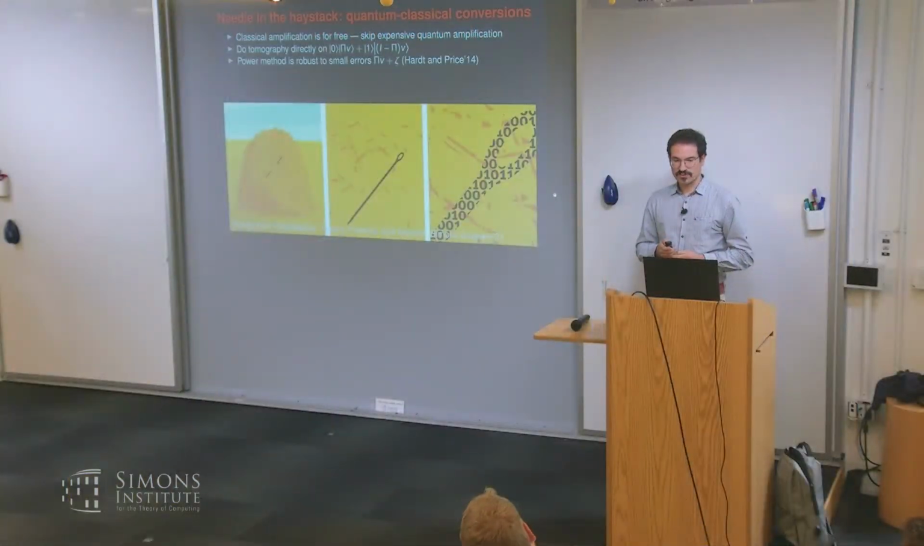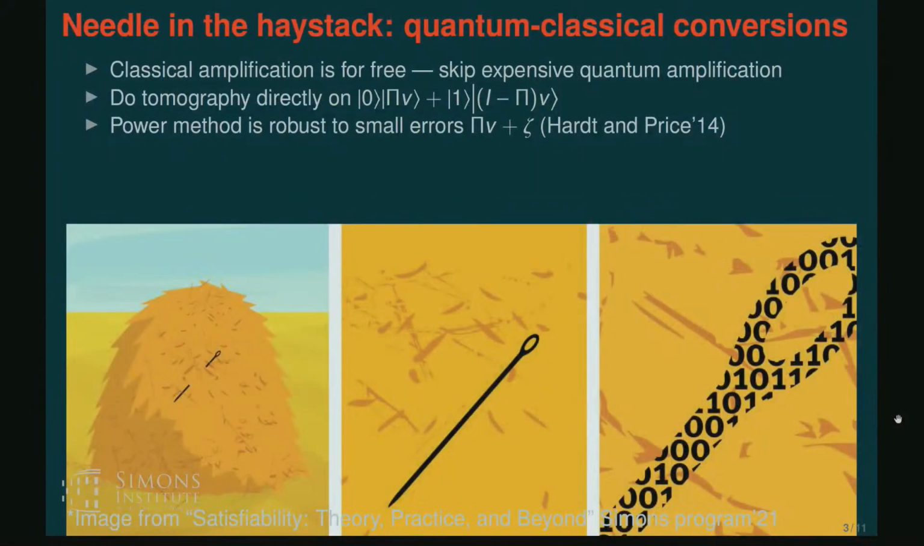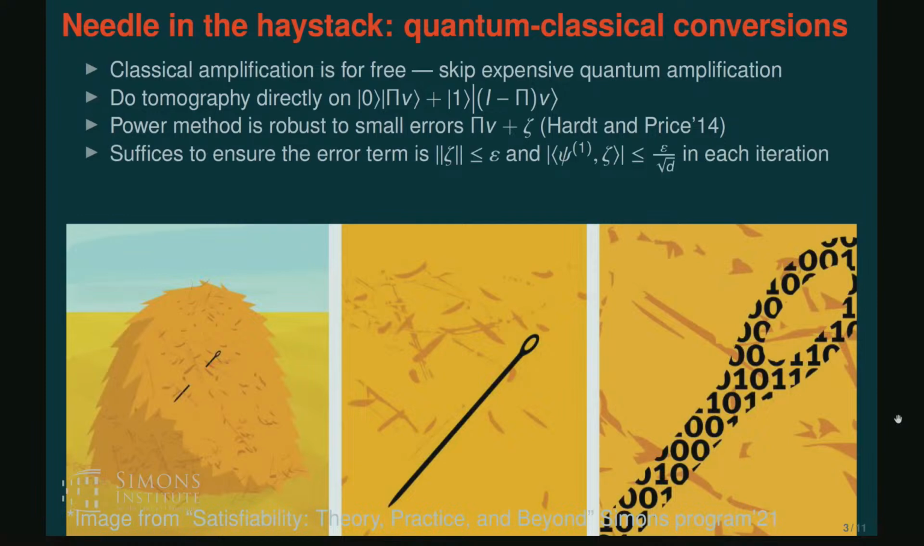And so what we rely on is that the power method is actually robust to small errors. So if I don't actually learn this vector pi v exactly, but only up to some error, then Hart and Price show that it's fine, as long as you have the following two promises: that the error is not too large overall, so the L2 norm of the error is something like epsilon. And additionally, the overlap of the error with the top eigenvector is much smaller. It's only like epsilon over square root d.